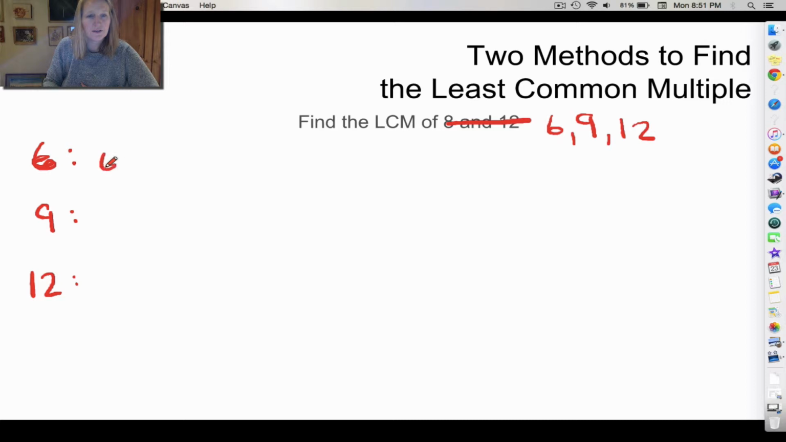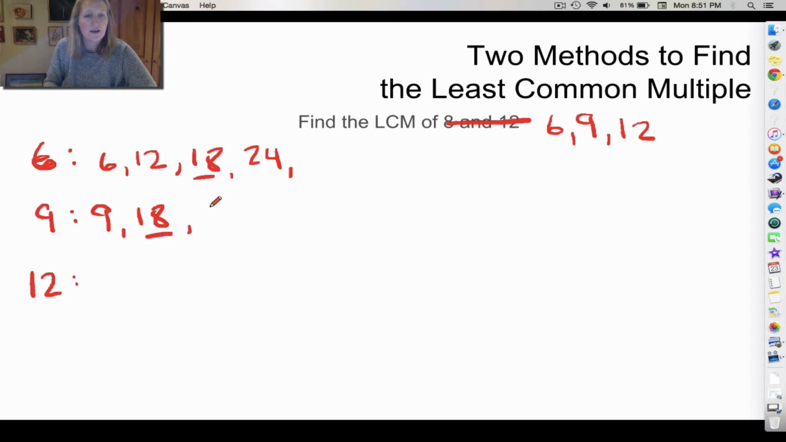So 6, we go 6, 12, 18, 24. Let's stop there. Let's do 9, 18. 18 is pretty good. And then you go up to 27, and then 36. Okay, we've done 4. 18 and 18 are pretty good. And then we have 12. We have 24. We have 36.